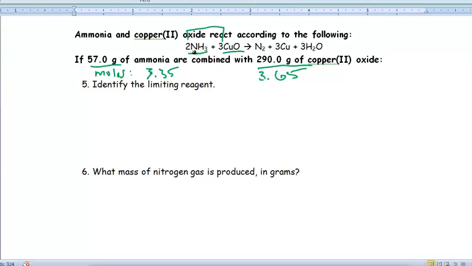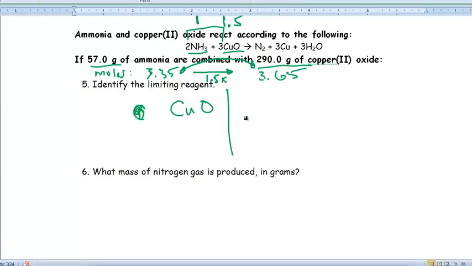And when two things are combining in a 2 to 3 ratio, what that means is for every one of this thing that's required, you need 1.5 times that much of the other thing. So you have to ask yourself, do I have 1.5 times this amount of the copper oxide? Well, I think you can see when you compare these two numbers, 3.35 and 3.65, that 3.65 is not 1.5 times bigger than this number. So from inspection you can see that the copper 2 oxide is the limiting reagent.